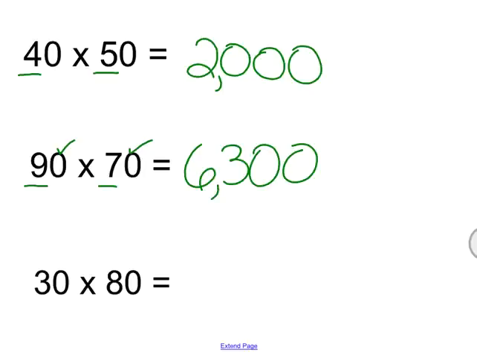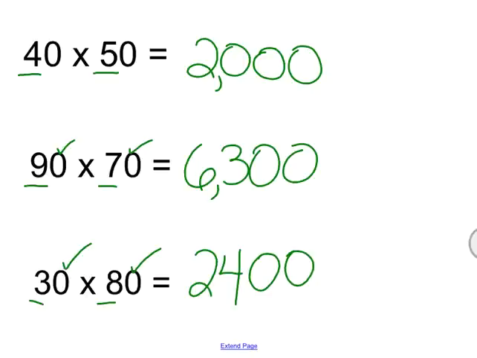Okay, next one. Basic fact, 3 times 8. 3 times 8 is 24. And then again, I notice that there's 1 zero in the 30 and 1 zero in the 80. And it makes 2 zeros. So I get to add 2 zeros to my product. So the product is 2,400.